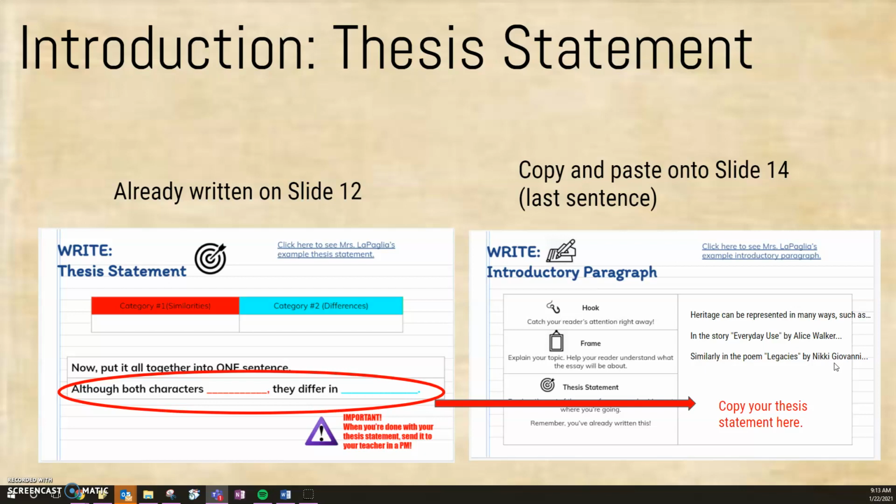When you're done with those sentence stems, you'll need to copy and paste the thesis statement from slide 12 onto slide 14 so that it is the last sentence of your introductory paragraph. Please pause the video to do that now.